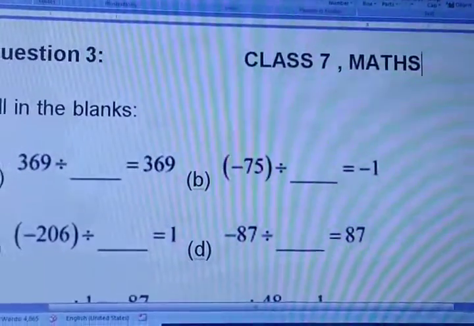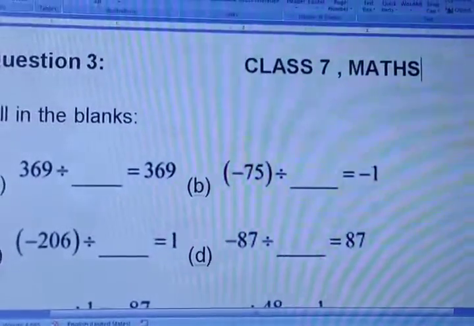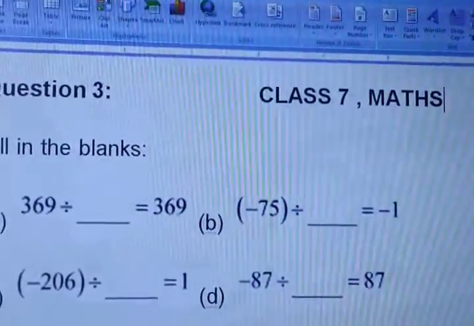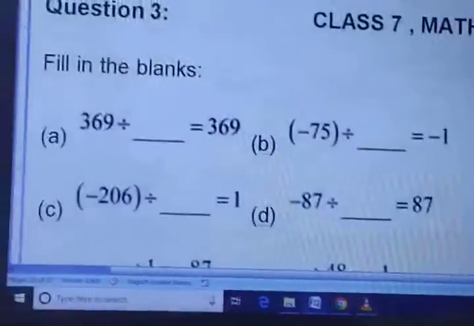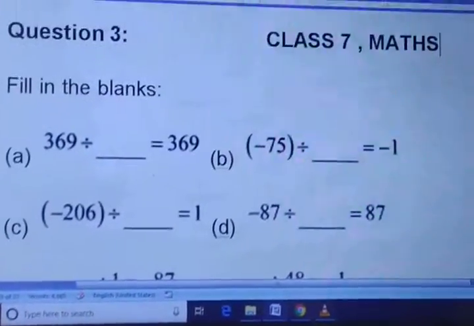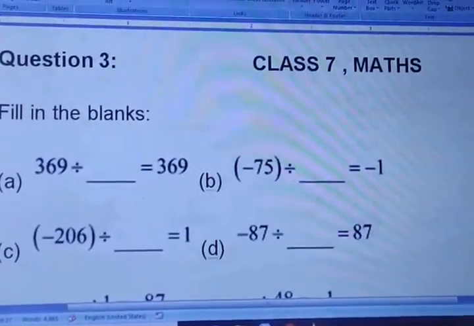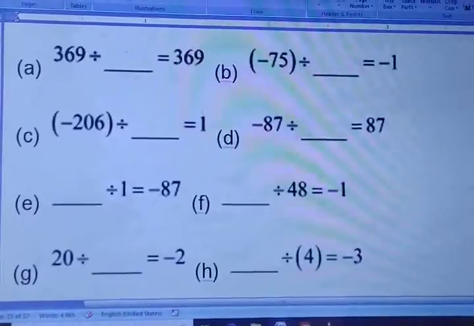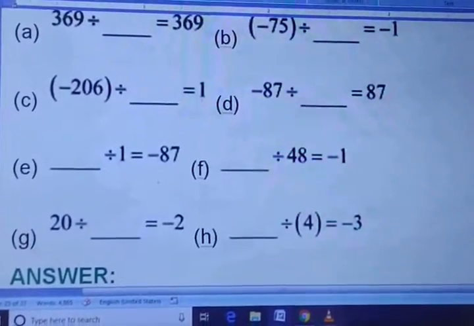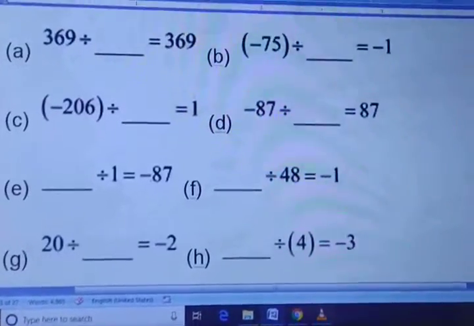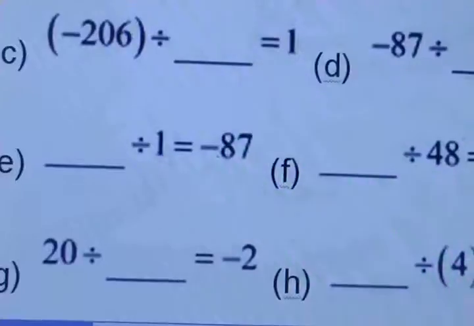The fourth question, minus 87 divided by which number, so the answer will be 87. If we divide minus 87 by minus 1, our answer will be 87. So this was our question A, B, C, D, especially in exercise 1.4 question number 3. You can see the question E, F, G, H. What does the E question want to say? E question wants to say that dash divided by 1 is minus 87.